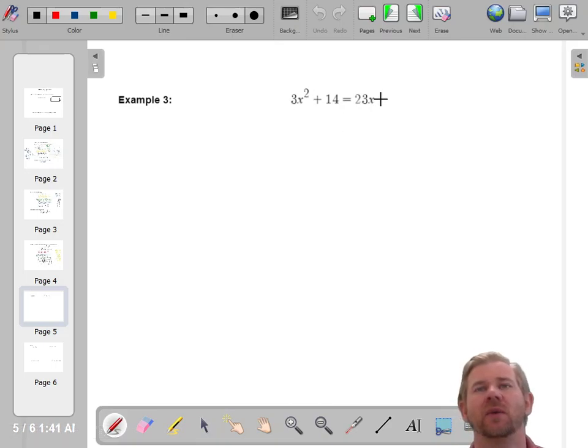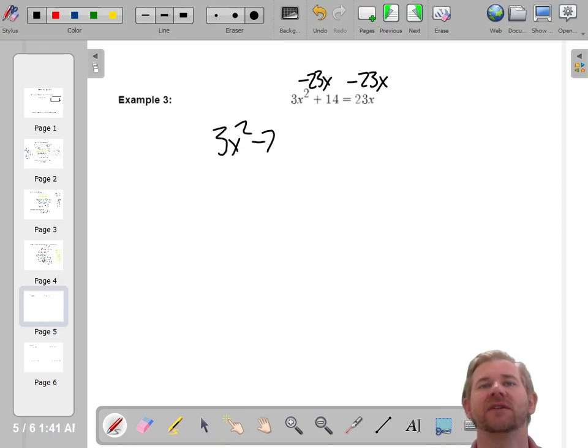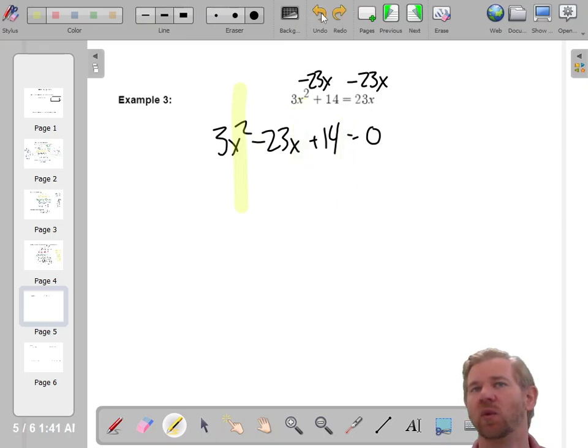All right, let's do another one. Same game. You got to equal 0 first. So subtract 23x, and you need to make sure you put your answer in standard form. If you don't put it in descending order, so the x squared, then the x to the first, then the x to the 0, it won't make sense when you try and factor.